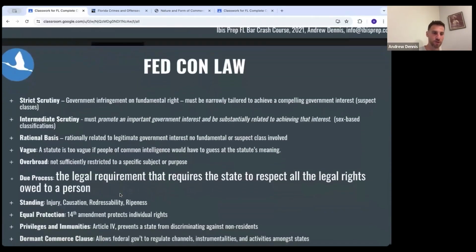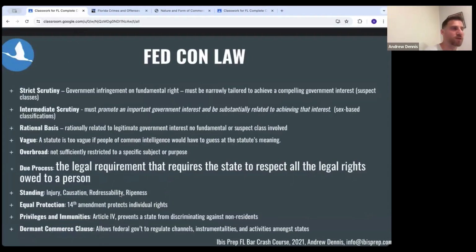So federal con law, I always tell people con law essays, you want to start with standing, state action, and justiciability. Standing would be injury, causation, redressability, and then justiciability would be that it's ripe and not moot. State action, there has to be some state action to implicate the Constitution. And then standing, state action, justiciability, right?